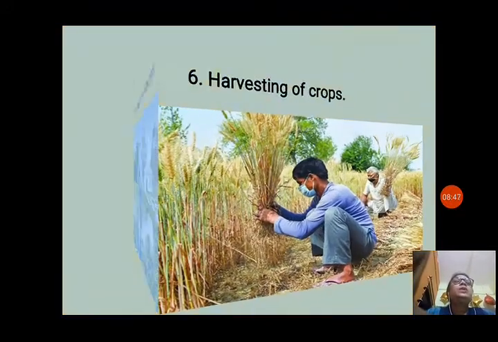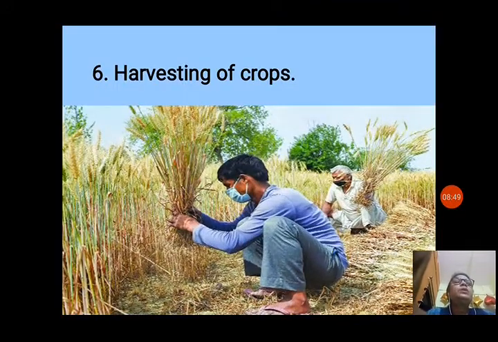Now number 6, harvesting of crops. After the crops have grown, you have to cut the crops and gather them. Cutting and gathering of crops is called harvesting.